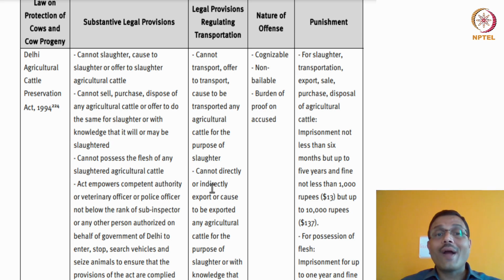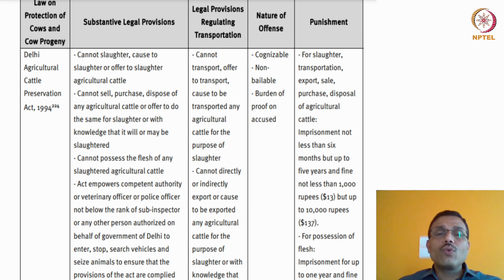This is quite the strictest legislation that we have come across. You cannot transport or cause to be transported. You cannot directly or indirectly export. So you will notice that as we come closer to the time in which we are discussing this course, the legislations get stricter. The legislations actually include direct and indirect acts in their vicinity as well.